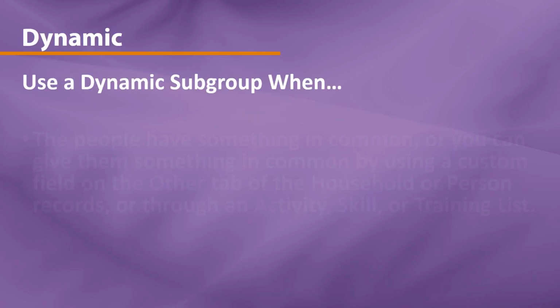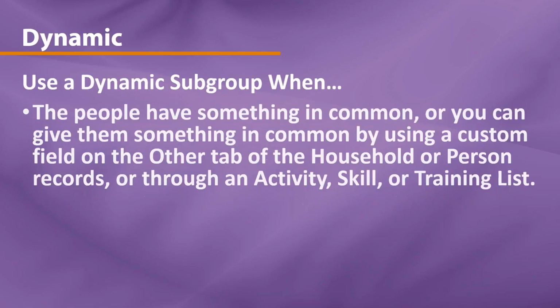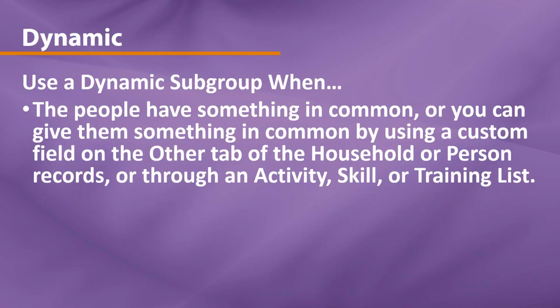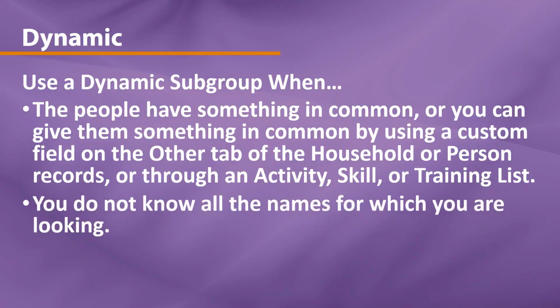So for dynamic subgroups, you're going to use a dynamic subgroup when the people have something in common, or you can give them something in common by using one of our custom fields on the other tab of the household or person records. And it could even be through an activity, skill, or training. If it's dynamic, another little neat thing, you may want to use a dynamic subgroup when you do not know all of the names for which you are looking.